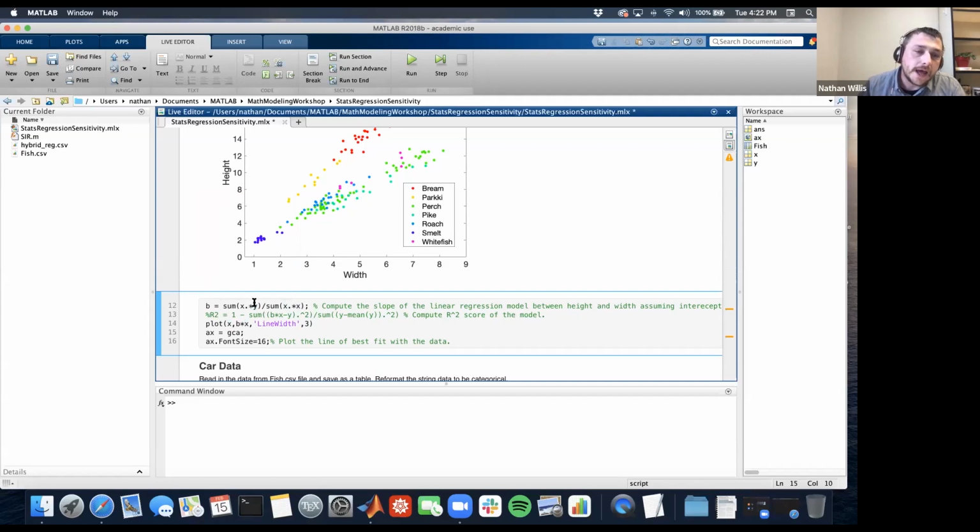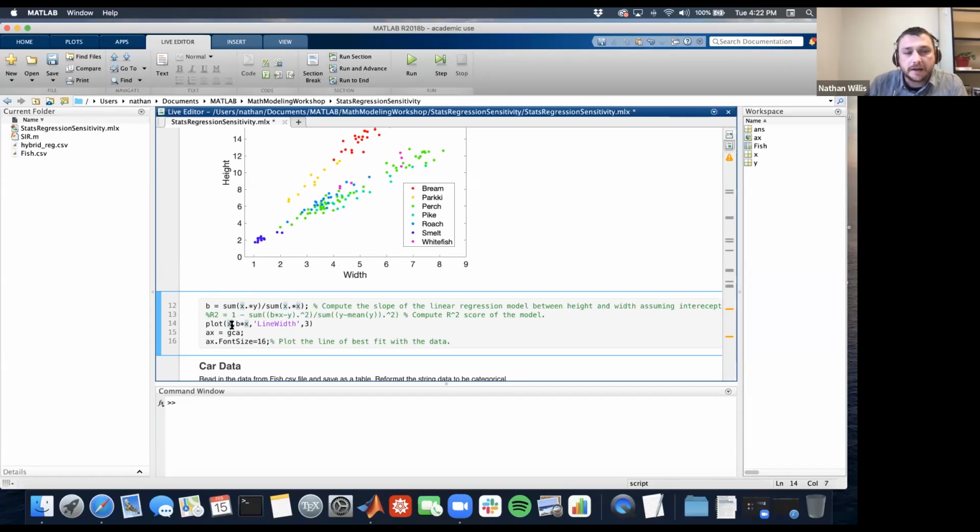And remember, this dot times just does an element-wise multiplication. So these are vectors, and it takes the first element of x multiplied by the first element of y, the second element of x by the second element of y, and so on. Then we add all those up. So that's exactly that sum of x times y. And then the same thing for the denominator. So this is going to give us that value of b that we had before.